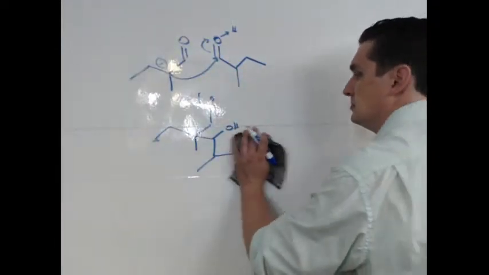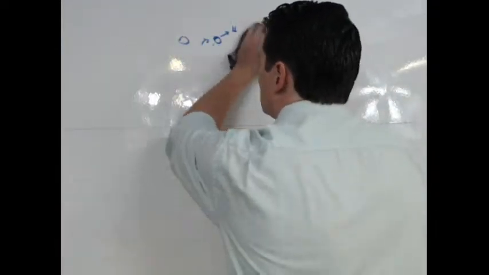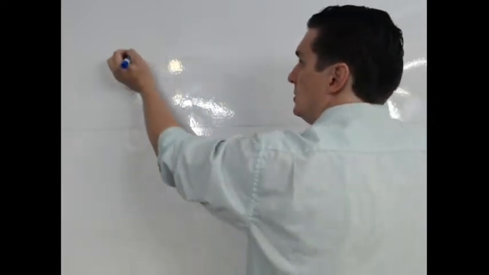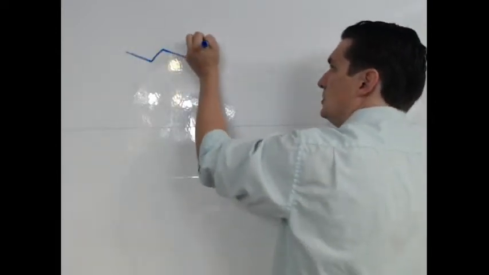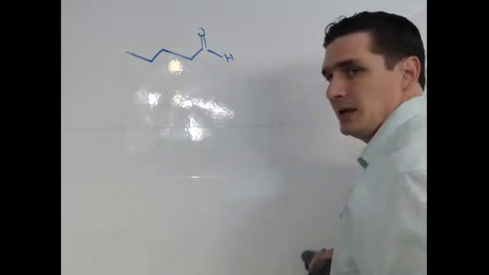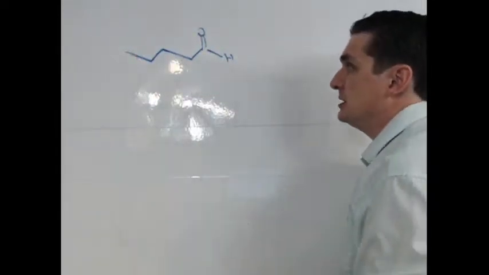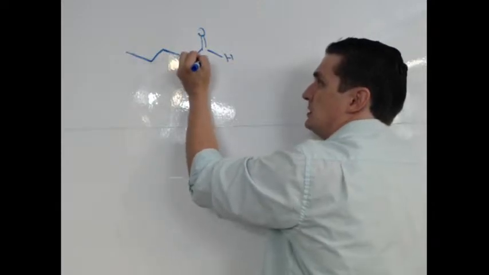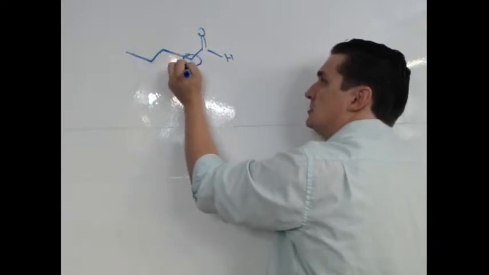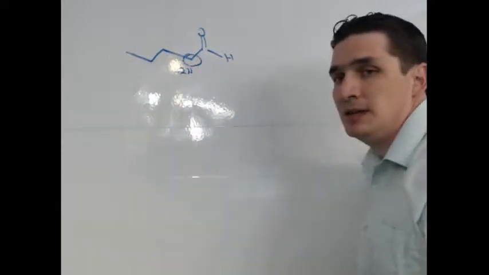So for question 16, we're given pentanal. And we're asked, can this undergo an aldol condensation reaction? So to figure that out, what we need to do is we need to look at the alpha carbon. And if there are two hydrogens on the alpha carbon, then it's capable of going in aldol condensation.